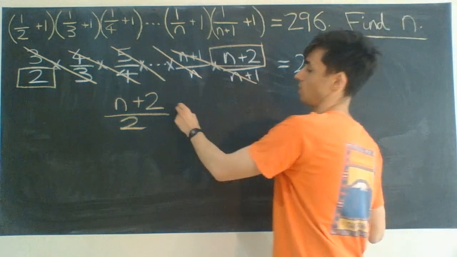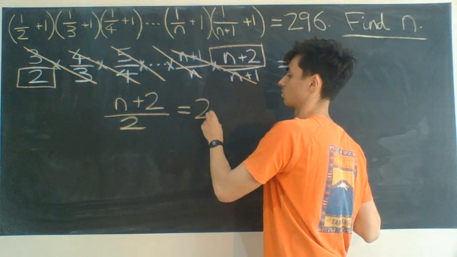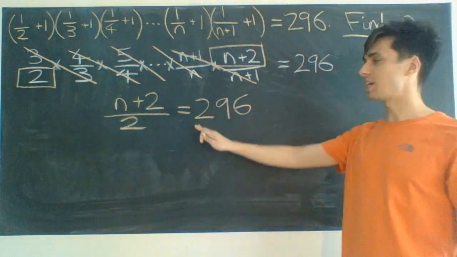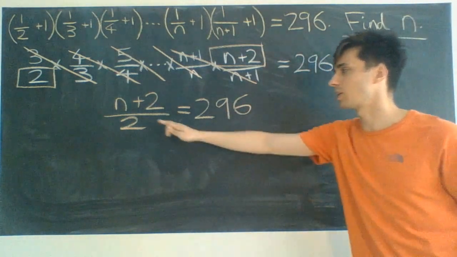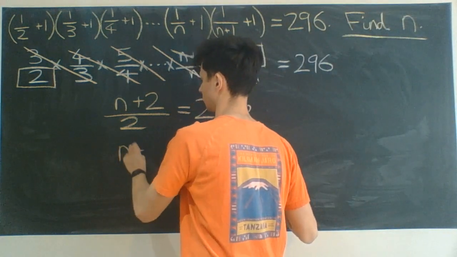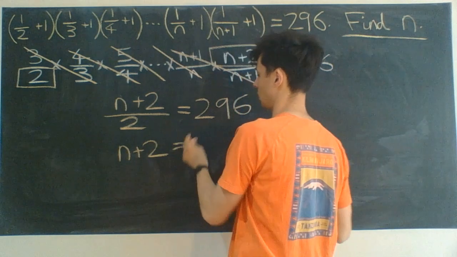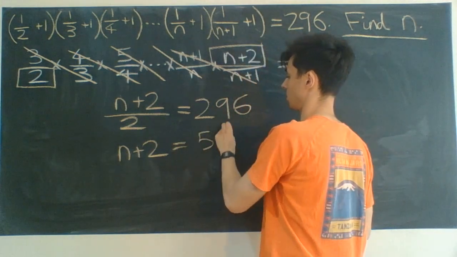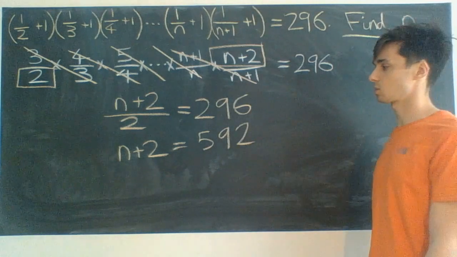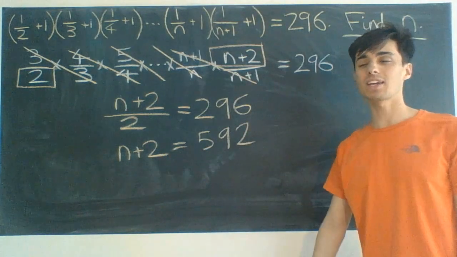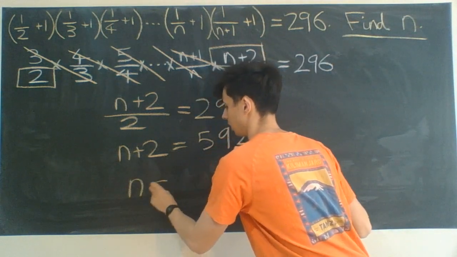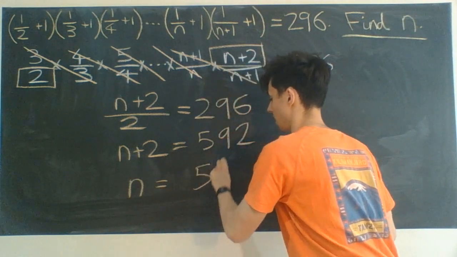This equals 296. This should be easy for us to solve at this point. We can just multiply the 2 over to get n + 2 equals 592, timesing 296 by 2. And now we can take away the 2 from each side to just get n equals 590.